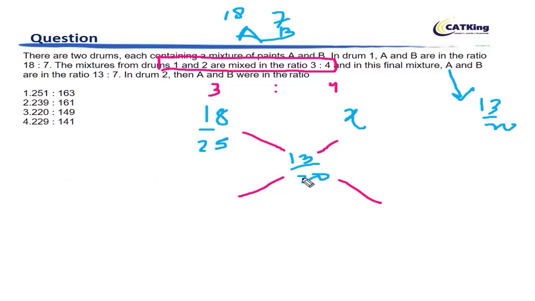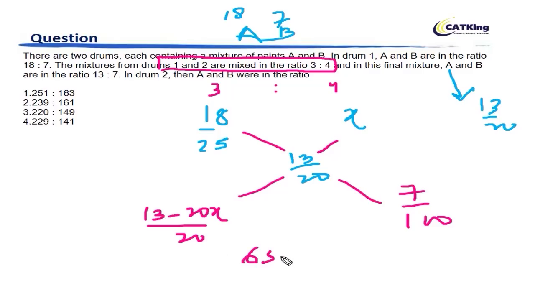The LCM is 100. This becomes 72. This becomes 65. So this becomes 7 upon 100. And we subtract x from 13 by 20. So this becomes 13 minus 20x divided by 20. Now you take the ratio here. This becomes 65 minus 100x upon, so this is 13 and this is 7 upon 100.